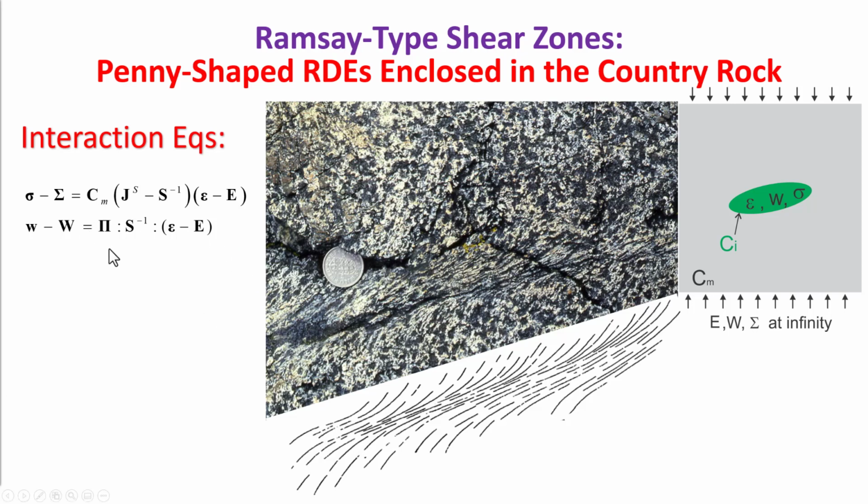It is also possible to regard the country rock as being elastic and the shear zone viscous. So the interaction between the country rock and the shear zone is a viscoelastic one. In this case, we can make use of Eshelby's equivalent inclusion approach. We replace the stress within the shear zone, lowercase sigma, by a viscous stress, which relates to its strain rate and viscosity. This will lead to a differential equation for the strain rate of the shear zone domain.